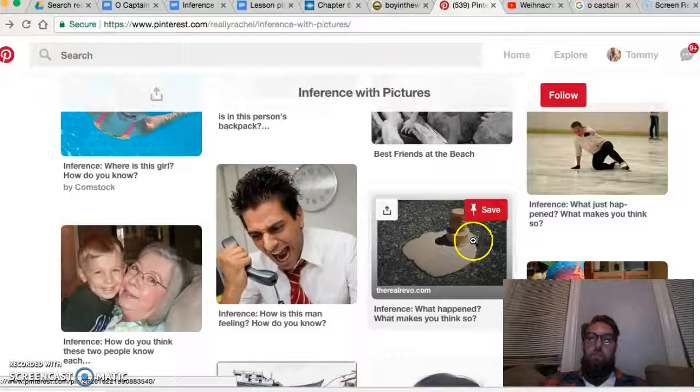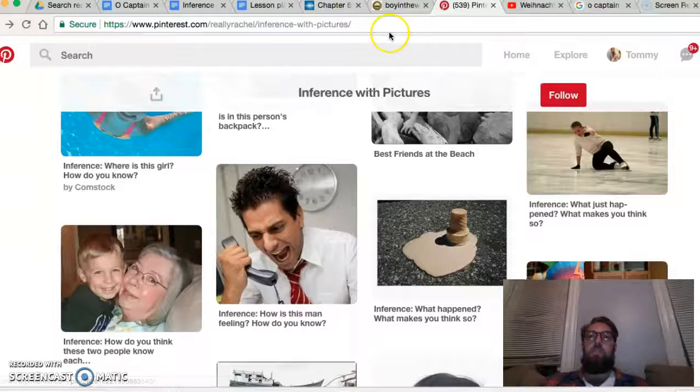What happened here? Okay, what do I notice? I notice that the cone is upside down. I notice that it melted. So what do I think happened? I think somebody dropped their ice cream cone in the summertime and it melted. Right, so these are pretty simple inferences.